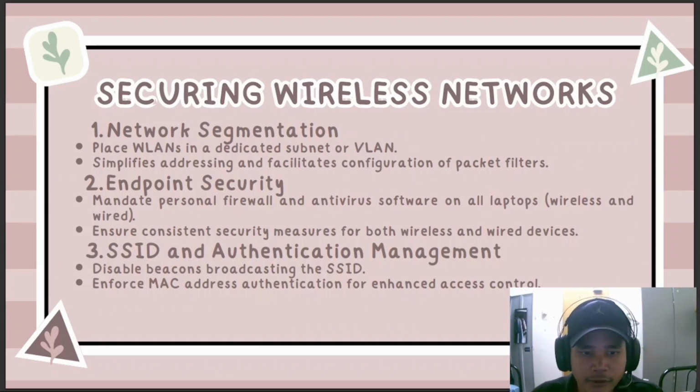Moving on to endpoint security. It mandates the use of personal firewalls and antivirus software on all laptops. Last but not least is SSID and authentication management. Adding an additional layer of stealth to our network, it is important to use SSID hiding. Furthermore, it enforces MAC address authentication for enhanced access controls.